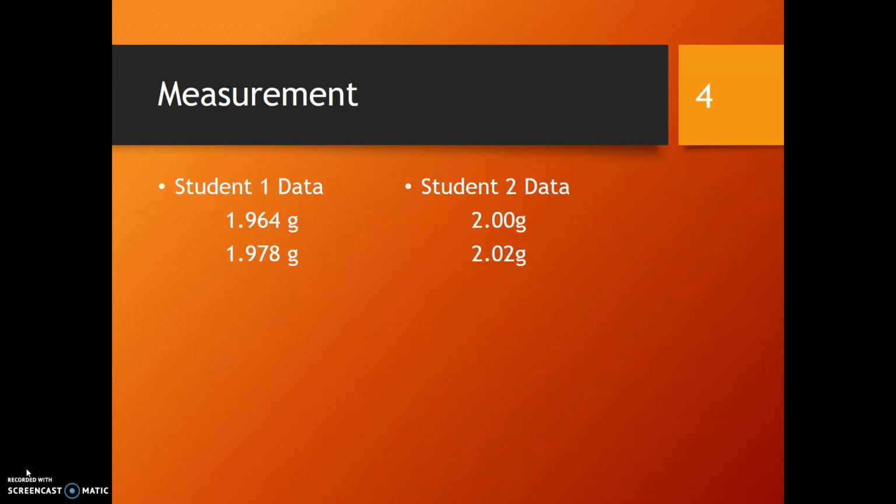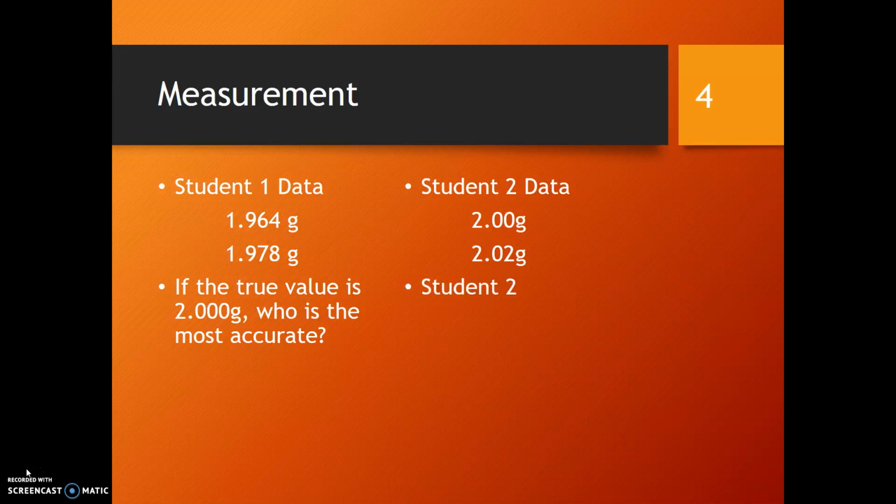So if that's true, then who is more accurate? Who is closer to the true value? Well, that would be student number 2, because they got 2.00 and 2.02. So the first one is right on, the second one is off by 0.02. So who is the most accurate? It would be student 2.